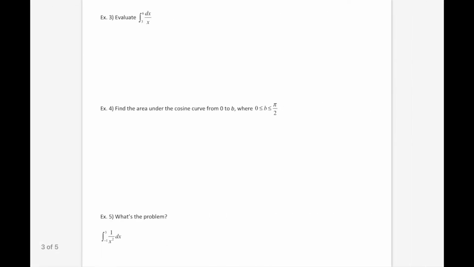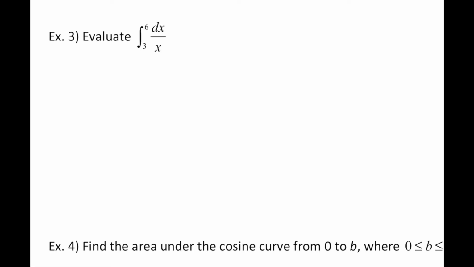Let's keep plugging along. Number 3, evaluate the integral from 3 to 6 dx over x. I'm just going to rewrite that a little bit. This is the integral from 3 to 6 of 1 over x dx. We know that 1 over x is the derivative of the natural log. So the antiderivative of 1 over x is the natural log. Remember that we need that absolute value because the domain of 1 over x is all real numbers except for 0. So the absolute value gives us the left and the right side of the y-axis on the graph.